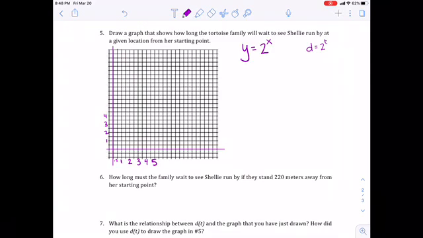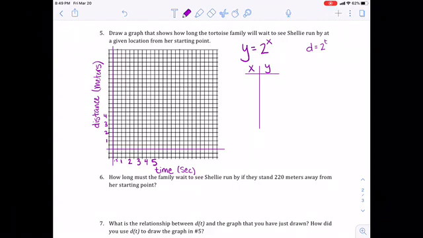Now, I've been asked to draw the graph, so I'm going to go ahead and graph this equation they have given me, y equals 2 to the x. So I'm going to make my table. On my x-axis, remember we're measuring time, and that time is being measured in seconds. On the y-axis, we're measuring the distance that Shelly the tortoise has run, and we're measuring that, remember, in meters. So x is my time and y is going to be my distance in meters.